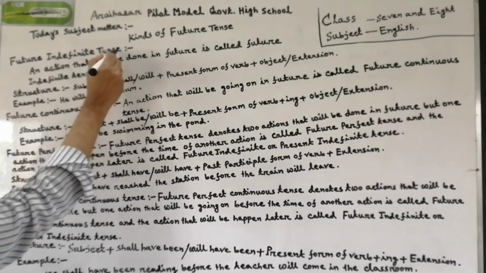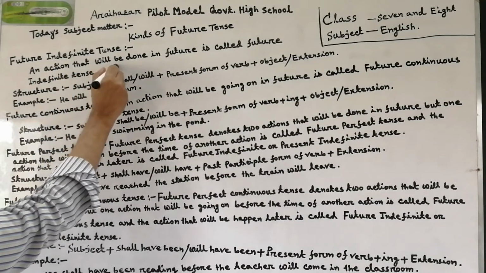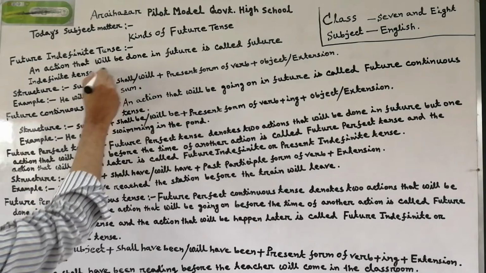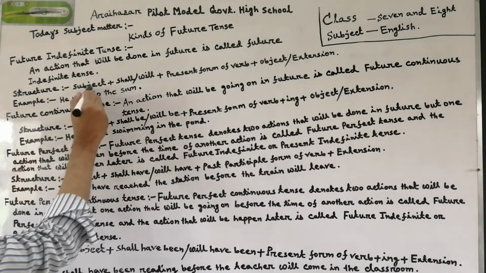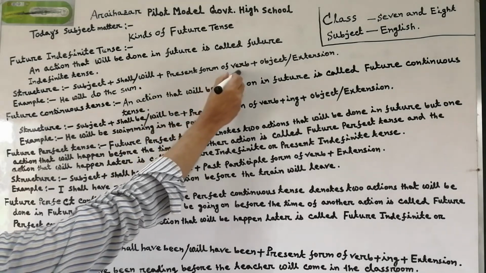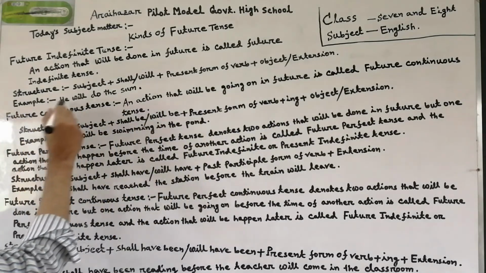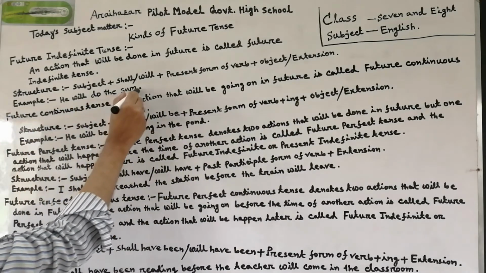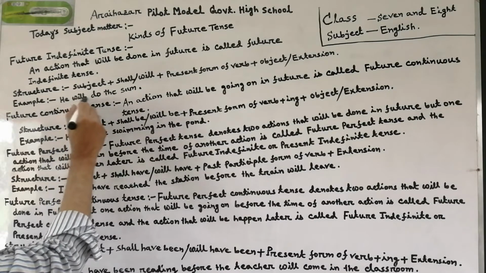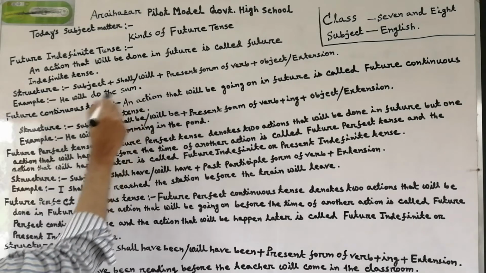Future indefinite tense. What is future indefinite tense? An action that will be done in future is called future indefinite tense. Structure: subject plus shall or will plus present form of verb plus object or extension. Example: he will do the sum. Here he, subject; will, auxiliary verb; do, present form of verb; the sum, object.